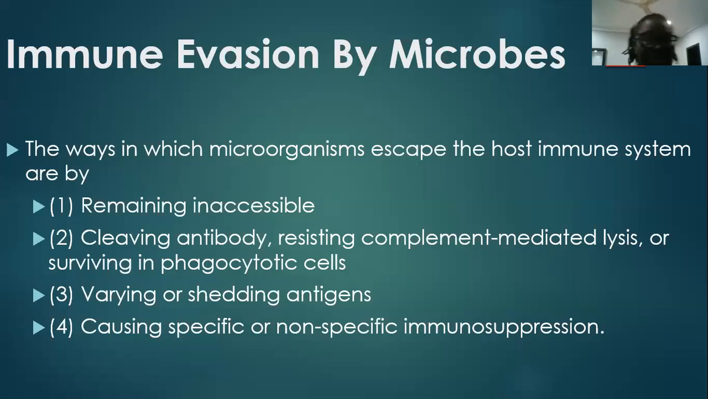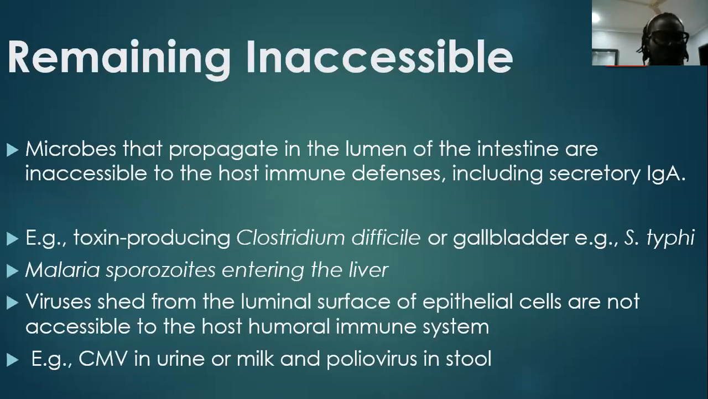Okay. So let's look also at the ways by which microorganisms evade the immune system. We looked at the barriers that the body creates to these microorganisms. But somehow, the microorganisms are able to evade the immune system and cause an infection. How do they do this? The first thing is by remaining inaccessible. The second is by cleaving antibody. The third is by varying or shedding antigens. And the fourth is by causing immunosuppression. We look at these one by one. Seems today our time has run.